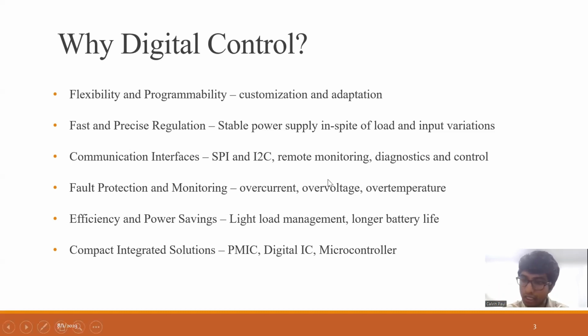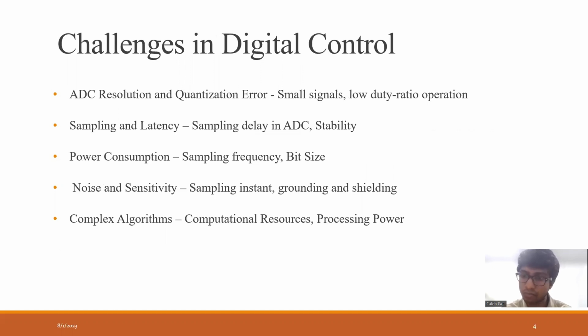Next, digital ICs are there. Also, microcontrollers are there. So these integrated solutions, these integrated chips, can be used for controlling many things. Okay, and they are very small in size. That helps digital control to achieve higher power density solutions. Next, whenever we are going for digital control, we will also face certain challenges. It is not like you will get all the benefits but no problems.